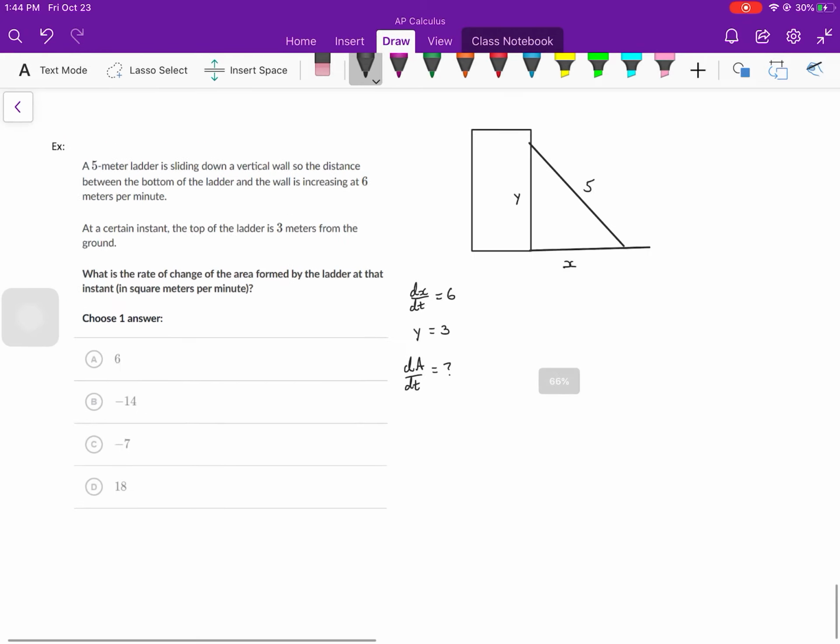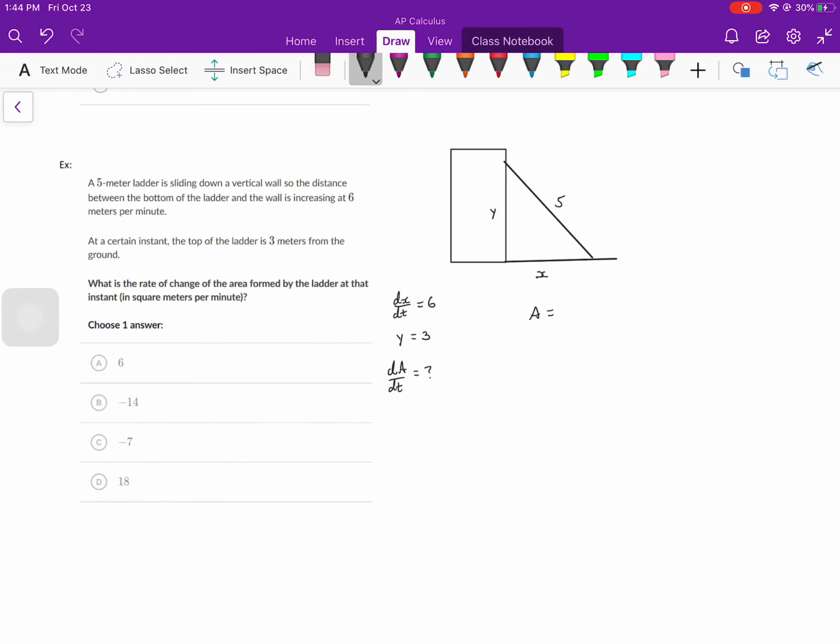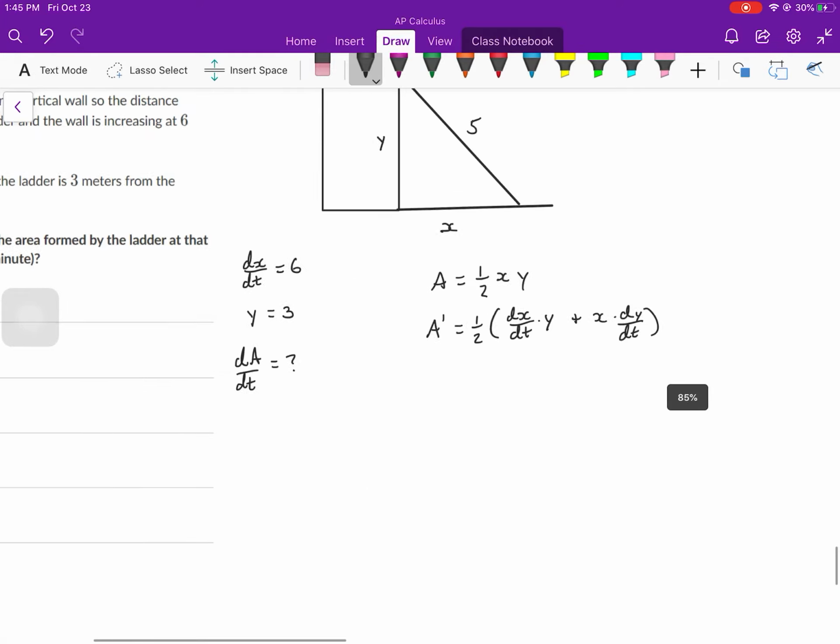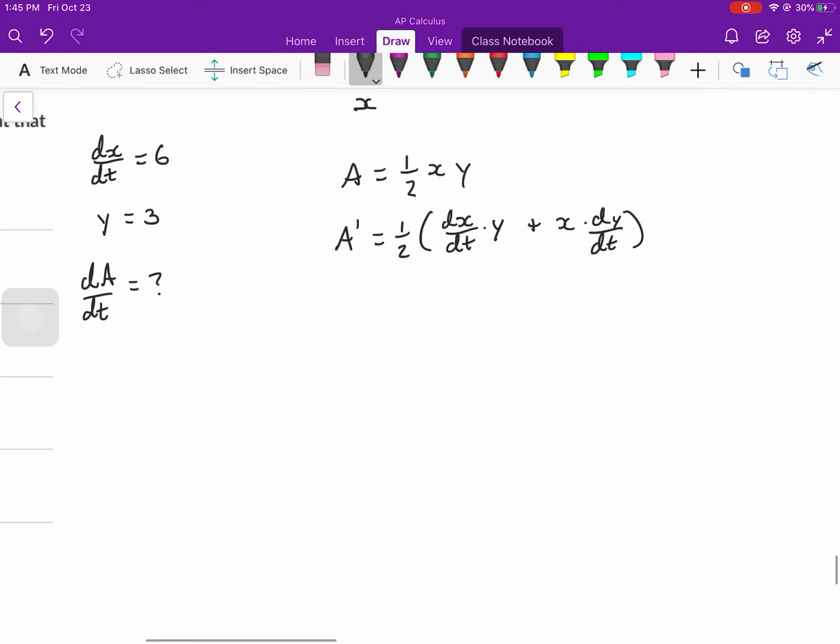at this instant. Okay, well, the area of a triangle is 1/2 base times height. Our base here is x and y. So A prime, we're going to do product rule, so that's going to be dx/dt times y plus x times dy/dt. And just to plug in some information we know, this one is 6. We do have that 1/2 in front, times y. We're going to find y. No, wait, we're already given y is 3. We don't know x, and we don't know dy/dt.